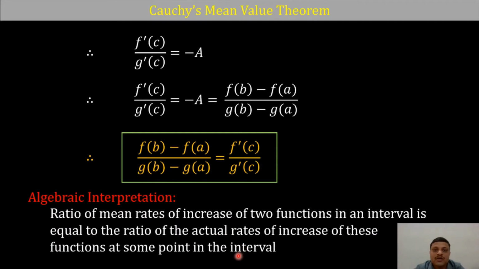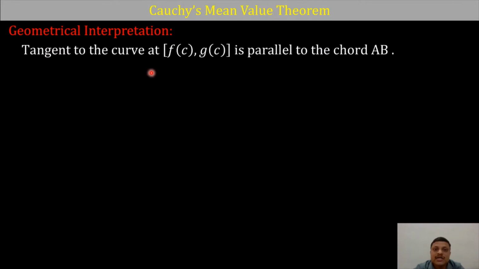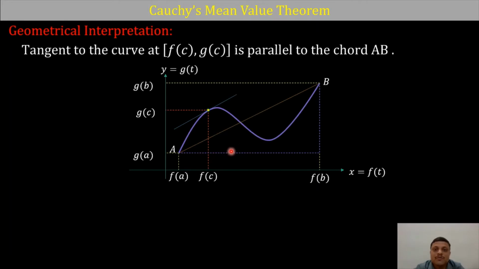What is its geometrical interpretation? As the CMVT is the extension of LMVT, its geometrical interpretation is the same as that of LMVT, that is, the tangent to the curve at the point f of c comma g of c is parallel to the chord AB. You can easily understand this from the figure below.